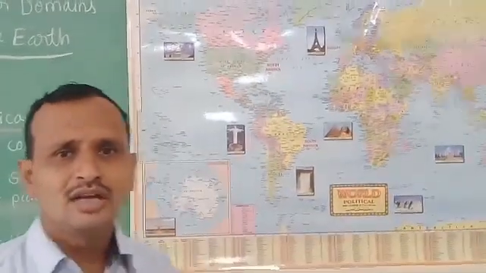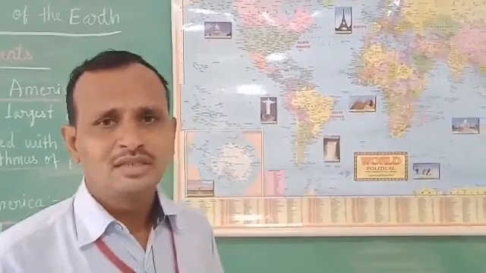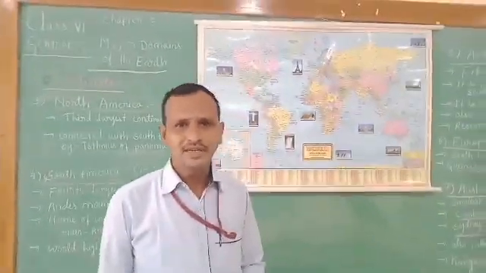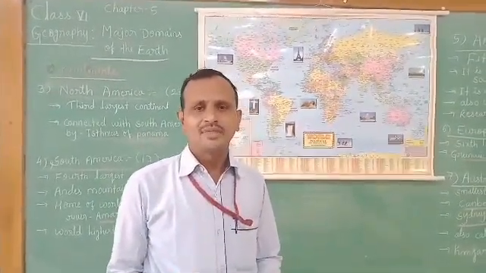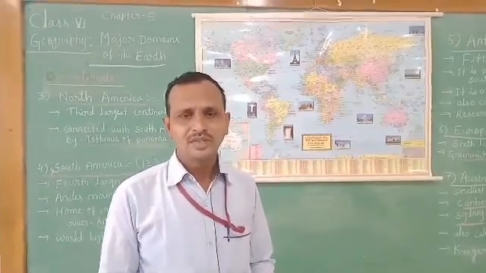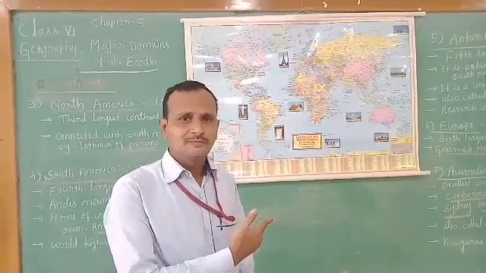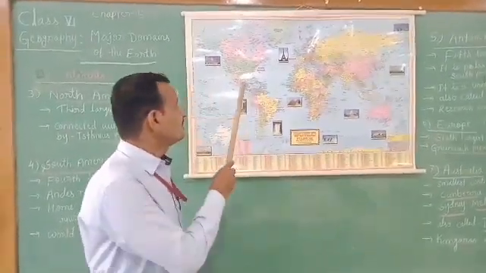Children, what is the meaning of Gulf? A Gulf is a deep inlet of sea, almost surrounded by land, with a narrow mouth. That is the meaning of Gulf. So this North American continent is surrounded in the south side by which Gulf? That is the Gulf of Mexico.